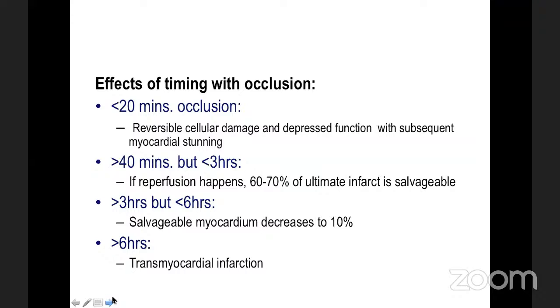Regarding the effects of timing of occlusion: if the occlusion occurred less than 20 minutes, the myocardium will be reversible, with subsequent myocardial stunning. If the occlusion is more than 40 minutes but less than 3 hours and reperfusion happens, two-thirds of the ultimate infarct is salvageable. If more than 3 hours but less than 6 hours, the salvageable myocardium decreases to about 10%. More than 6 hours, it will cause transmural myocardial infarction.